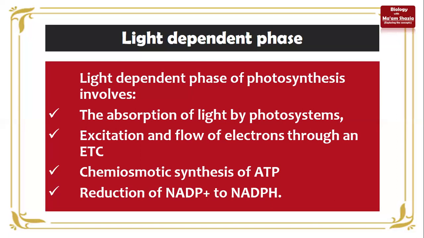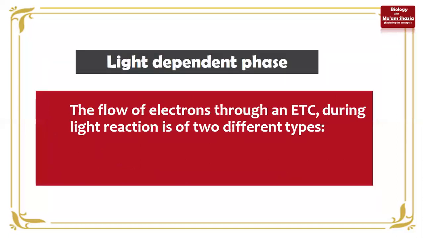So, what is the purpose of the light-dependent phase? Basically, the purpose of the light-dependent phase is the production of ATP and NADPH, right? So these two things are the main target. The light-dependent phase involves two different types of electron transport chains. I am discussing just the electron transport chains.